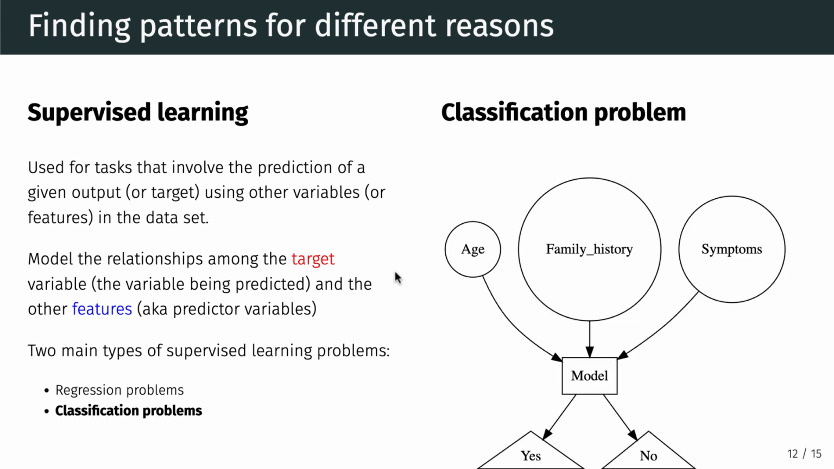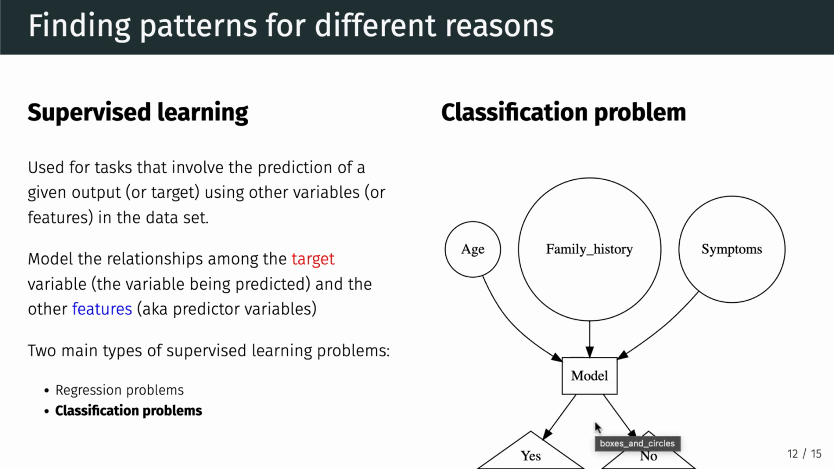Now, another problem is when we want to do what we call a classification problem. This is where we have different features. So, for example, maybe the age of a patient, their family medical history, and then their current symptoms. These predictor variables could all go into a model for the purpose of predicting yes or no whether this person will likely be coming back to the hospital. Now, this is what we call a classification problem.